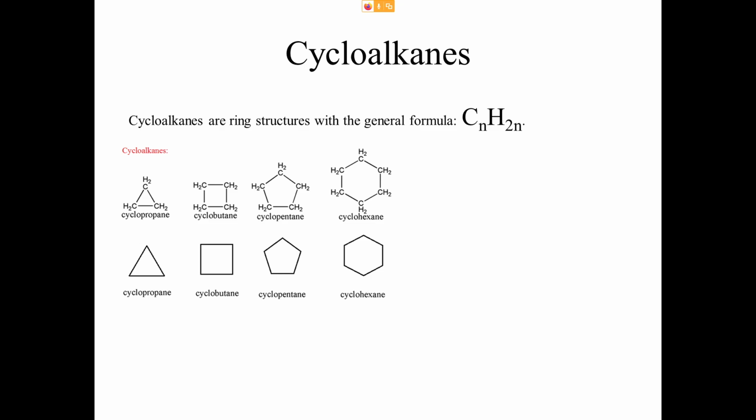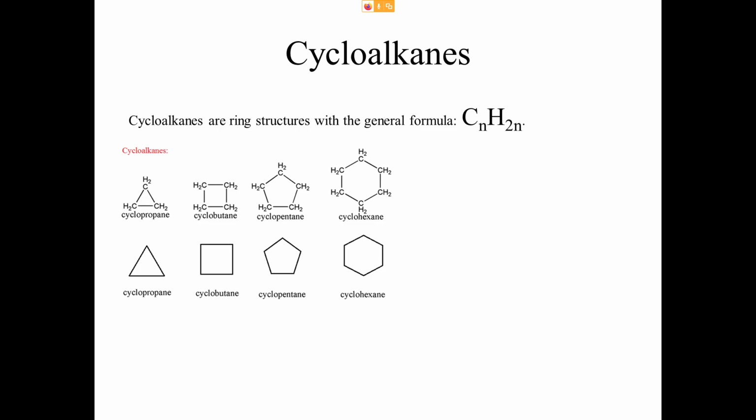So our general formula for alkanes was CnH2n+2. Remember, there's 2 hydrogens on every carbon, and then the 2 on the end had extra hydrogens. So it was 2n plus 2. In this case, we don't have those extras on the end. In fact, in a ring, every one has 2 hydrogens, because they're all connected to 2 other carbons. So our formula here becomes CnH2n.